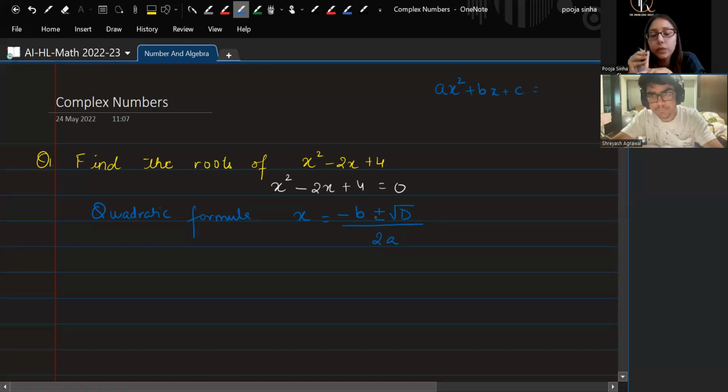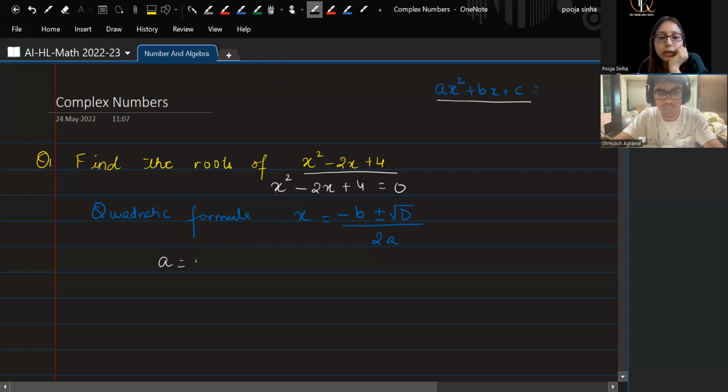See, I always tell my students to find out A, B, C, D. What are the 4 things that we need to find out when you're using the quadratic formula? So what is A? 1. Compare this equation with the equation that I have. Yeah, that part is easy. So A is 1, B is minus 2, and C is 4. And D has a formula.